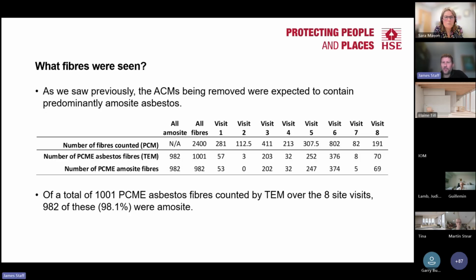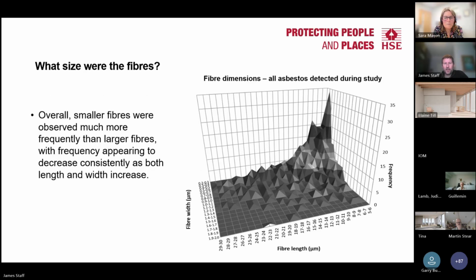So as I mentioned before, from the materials being removed, we expected to see a lot of amosite in these site visits, and that was very much the case. Of just over 1,000 asbestos fibres identified during the study, 98.1% of these were amosite. If we look at the dimensions of the fibres, we saw smaller fibres much more frequently than larger fibres, as you might expect, and the frequency decreased consistently as both the length and the width increased.